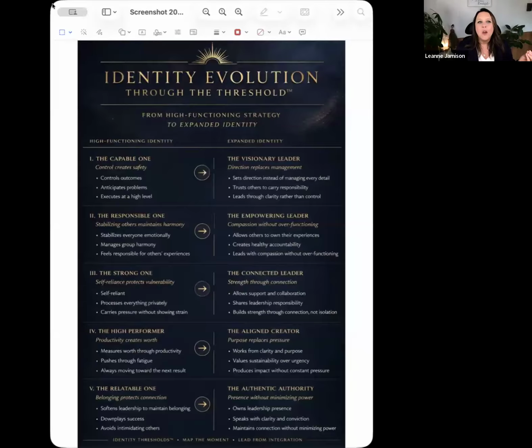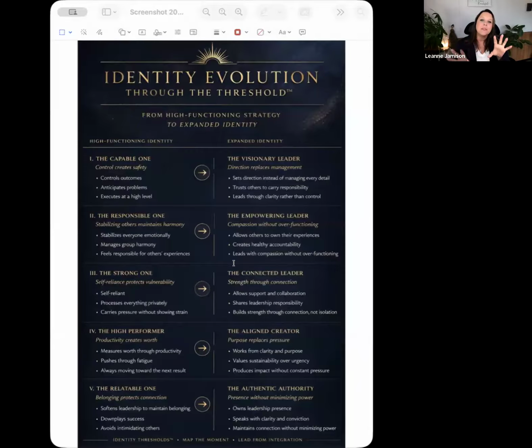Go ahead and I want you to look at the handout. Let me see if I can actually share it here. There we go. We are seeing the identity evolution, right? Through the threshold. I'm hoping that's what everybody is seeing here. So being able to notice that you can see two columns, right? So again, make sure that you find your identity threshold or the identity evolution through the threshold handout. I want you to have that up. I'm going to leave it up here for you to look at too.